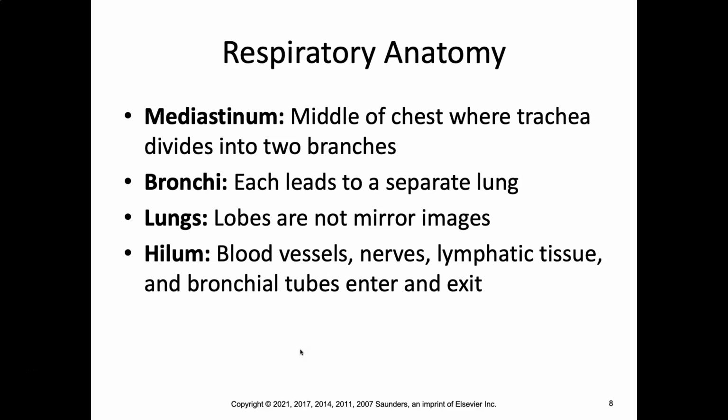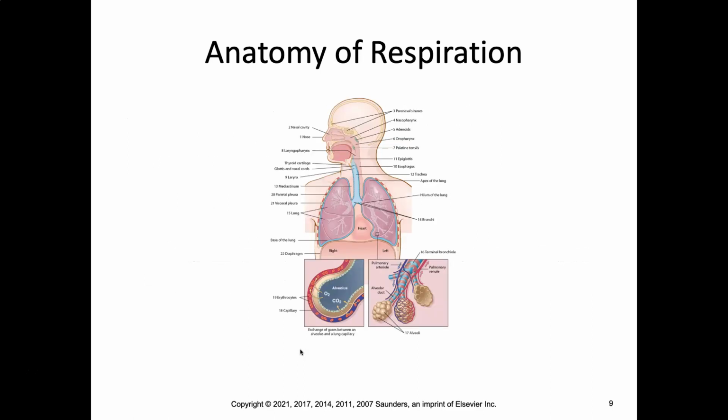Respiratory anatomy. You have a mediastinum. It is the middle of your chest where your trachea divides into two branches. That's your mediastinum. Bronchi. Each leads to a separate lung. Lungs. There are lobes, but they are not mirror images, interestingly enough. You have a hilum, and that is made up of blood vessels, nerves, lymphatic tissue, and bronchial tubes that enter and exit.